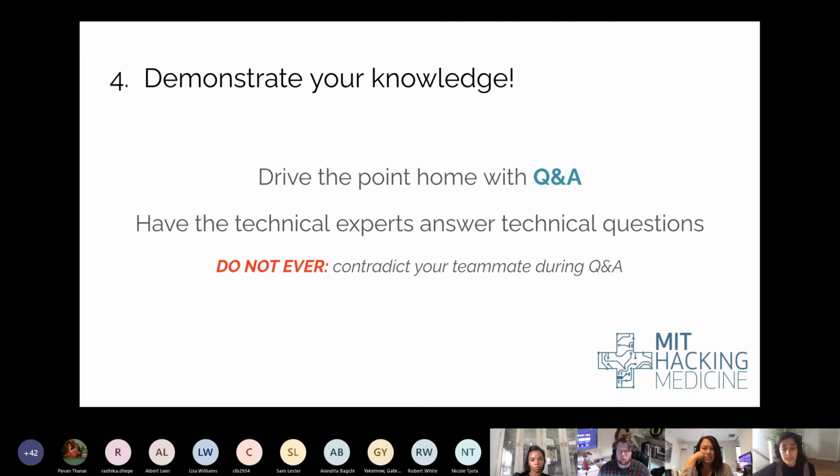For anything with regards to the business model, have someone who is an expert or did the research about the business model answer that. Make sure that you're never contradicting your teammate or what you have just presented in your slides during the Q&A. It shows that your team was not working cohesively and doesn't really instill confidence in the judges that you are able to work together as a complete team to bring this product to fruition.